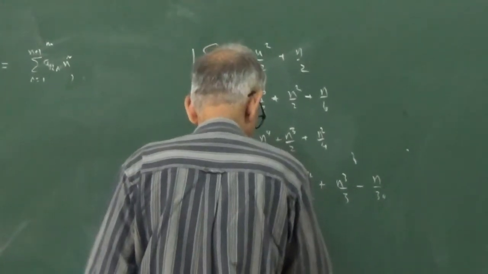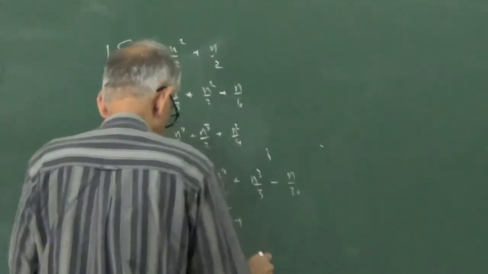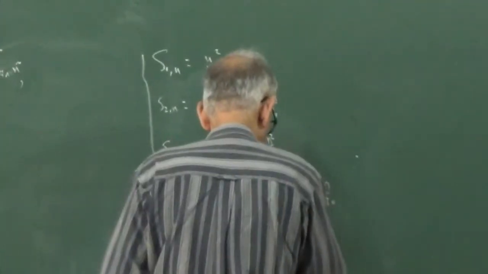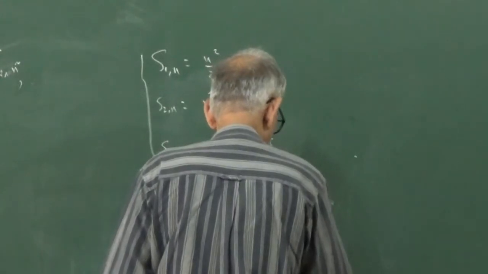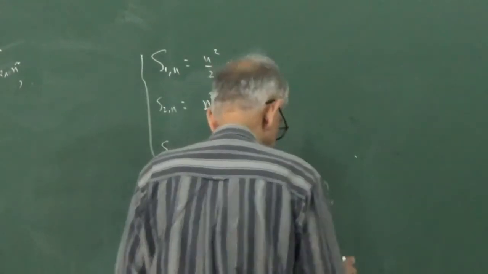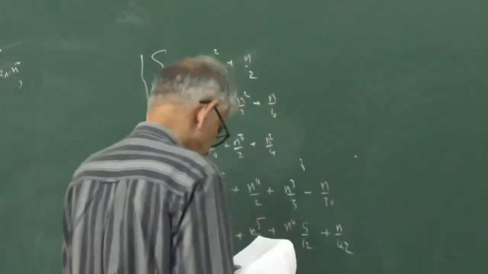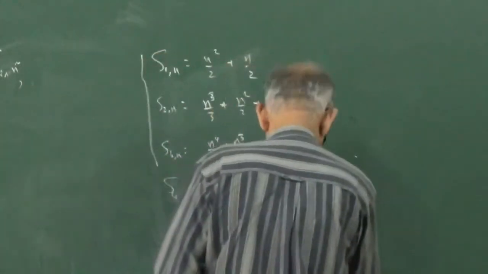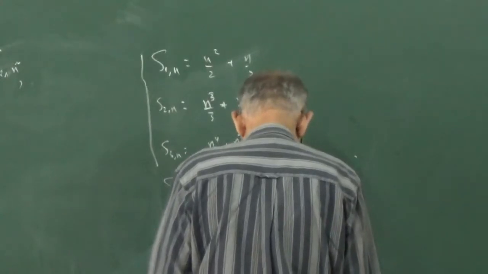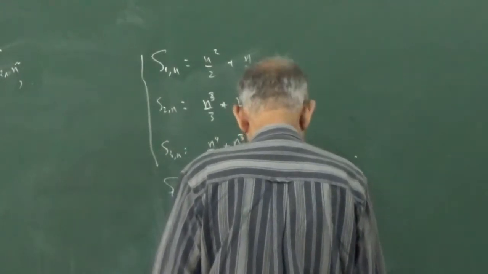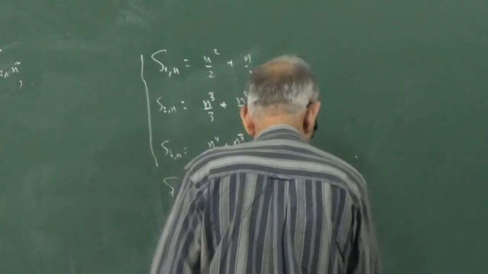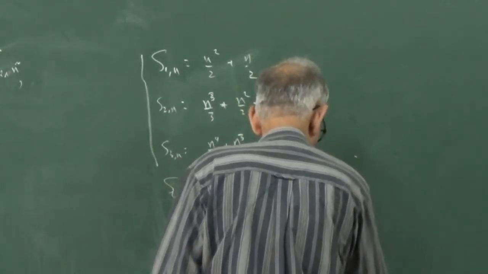n to the power 6 over 6 plus n to the power 5 over 2 plus n to the power 4 over 4 times 5 over 12 and then plus n by 42, plus n squared, sorry, this is wrong. I wrote down the wrong number here. n to the power 3 and minus n squared by 12.